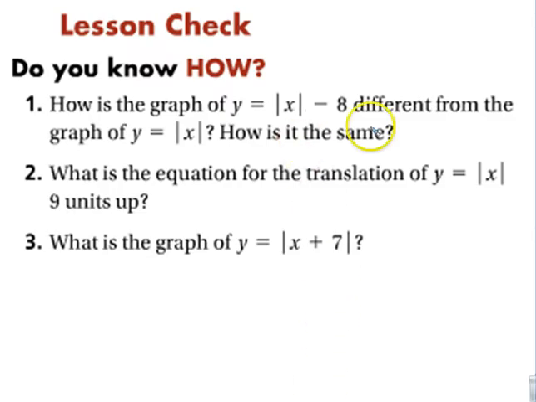Lesson check. Check it out. How do they change? How do they differ? What's this going to look like if we translate it 9 units up? And what's the graph of this?